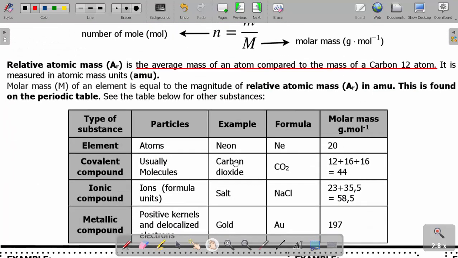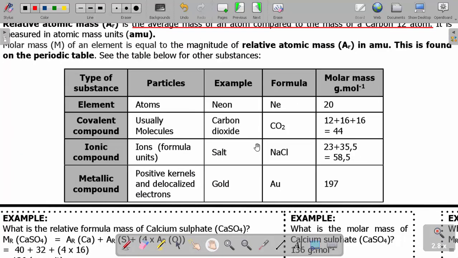We have got the type of substance, the particles, and example. Okay. Now, for example, the elements we have got, they contain atoms. For example, neon, the formula is Ne. The molar mass is 20 grams per mole, meaning 1 mole weighs 20 grams.